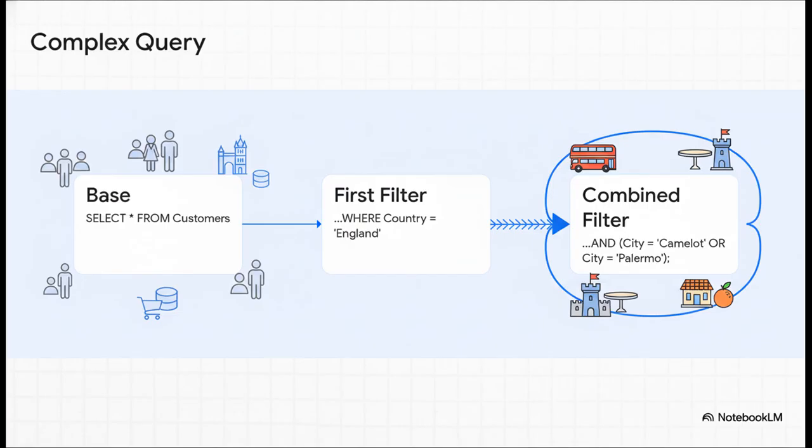Okay, let's build our most complex query yet, step by step. We start with our base, right? Select star from customers. Simple. Then we add our first filter, where country equals England. Okay, easy enough. Now we use and to add a second, more complicated rule. We want the city to be either Camelot or Palermo. Now pay close attention to the brackets here. This is so important. They group that or condition together, telling the database to figure that part out as a single unit first. It's just like in maths. So the full rule is the country must be England, and the city can be one of those two options.